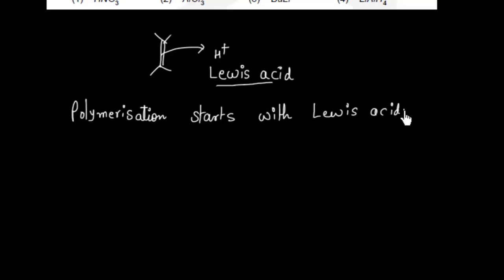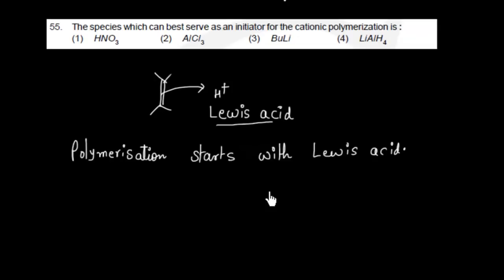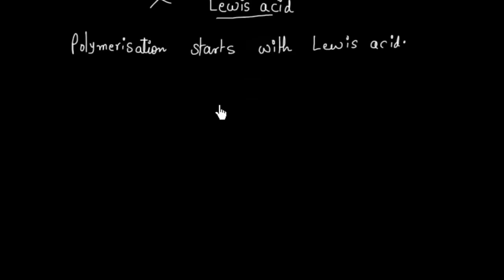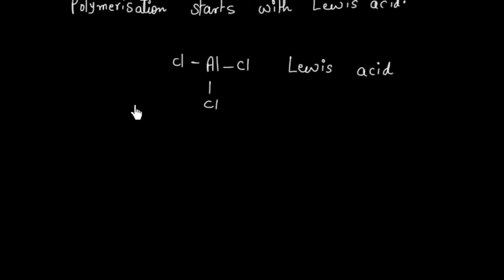Now in this case, only one Lewis acid we have, AlCl3. So AlCl3 is the Lewis acid because it has 6 electrons. So this is a Lewis acid. So the answer will be 2 in this case. So option 2 is basically the correct answer.